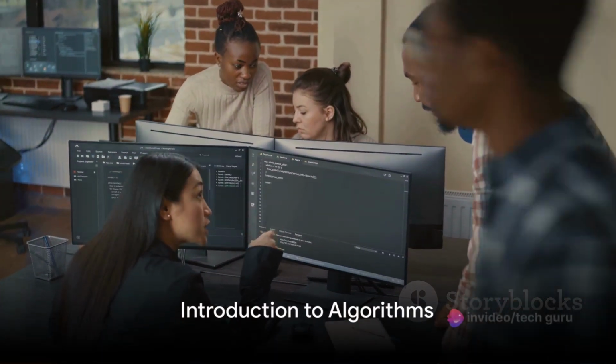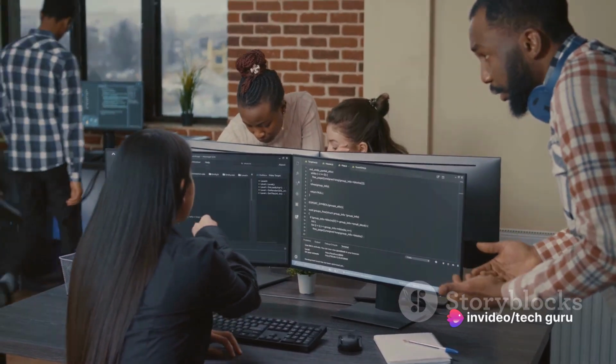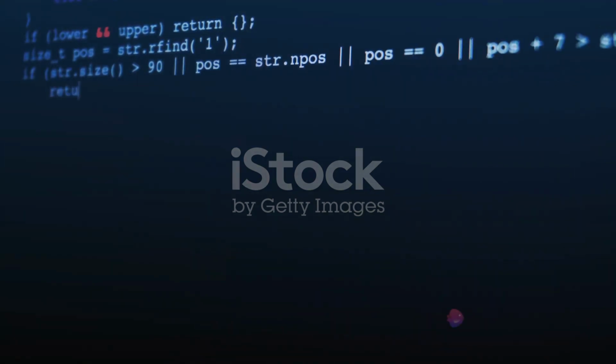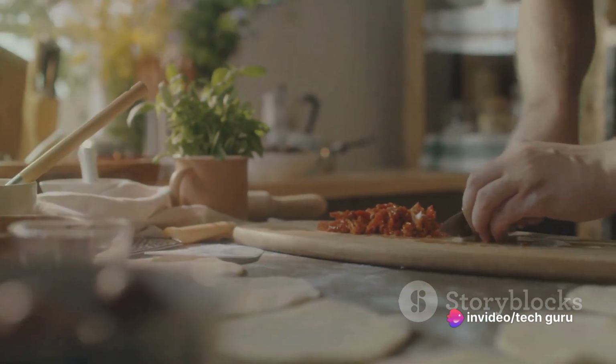Ever wondered how algorithms work in C programming? Today, we're going to unravel this mystery. Algorithms, in essence, are the heart and soul of programming. They are the step-by-step instructions that tell a computer exactly what to do and how to do it. Just as a cook follows a recipe, a computer follows an algorithm.